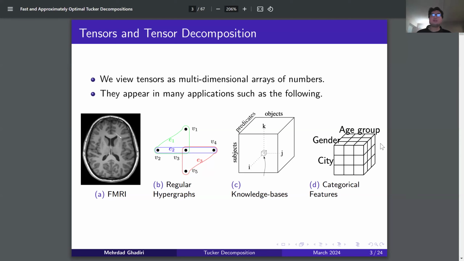Knowledge bases: you want to model a sentence like "he ate an apple." So he is the subject, apple is the object, and ate is the predicate. So you can put that as a tensor. You can model data sets with categorical features as a tensor. Let's say you want to predict click-through rate for different demographic groups for an advertisement thing at Google. So you have gender, city, age group. Based on that, you're trying, let's say, to do tensor completion or something like that.